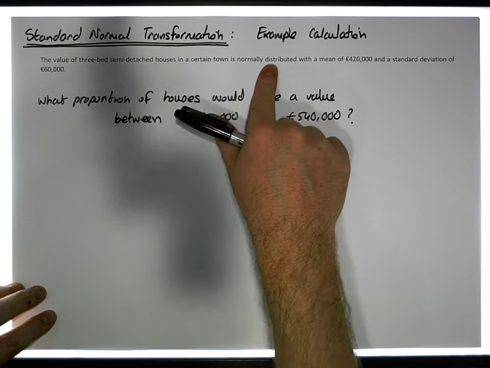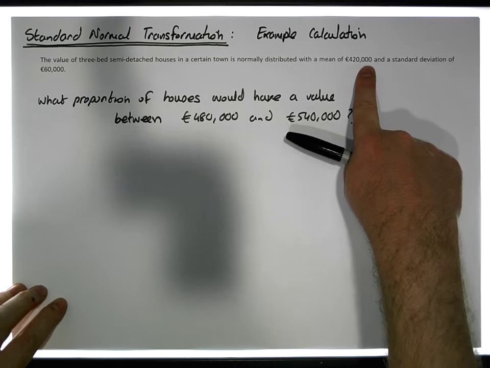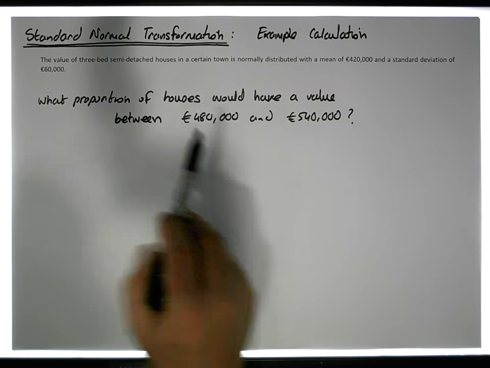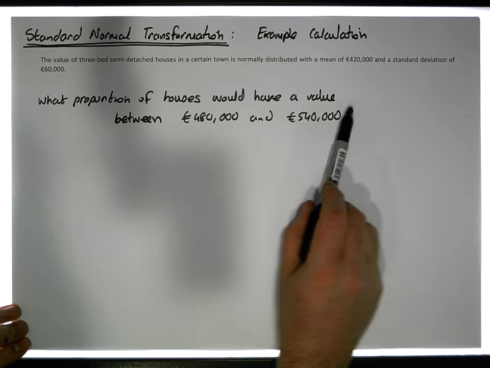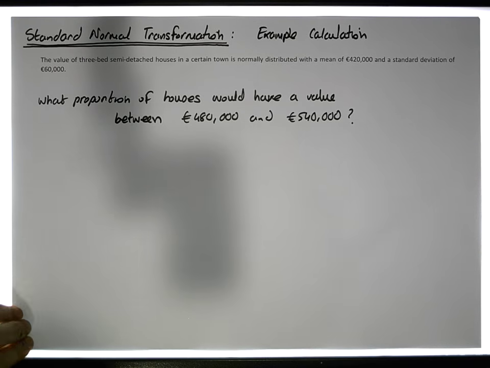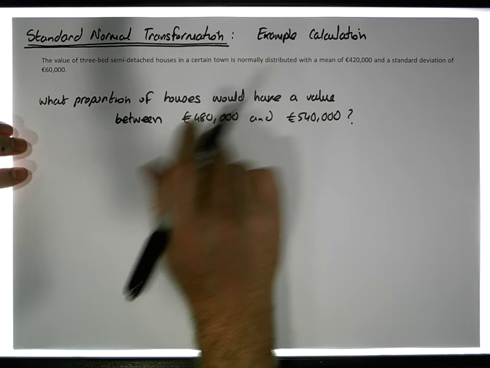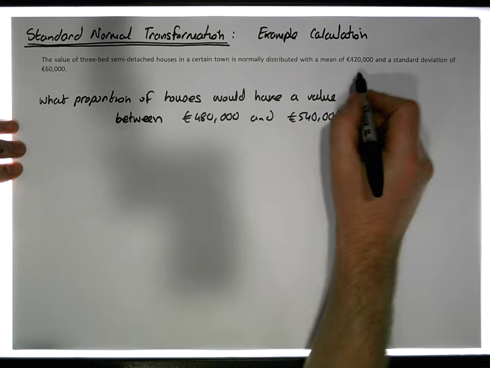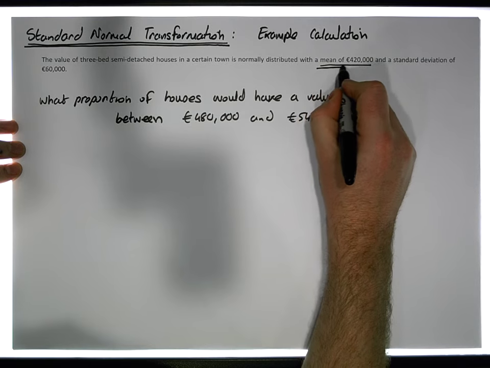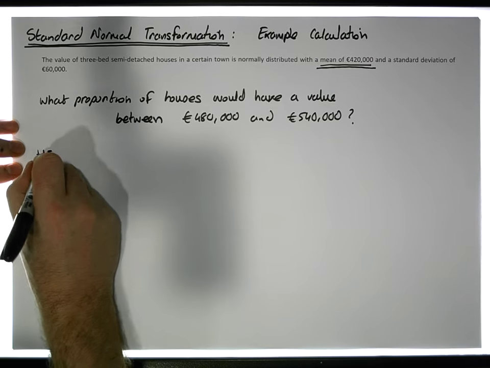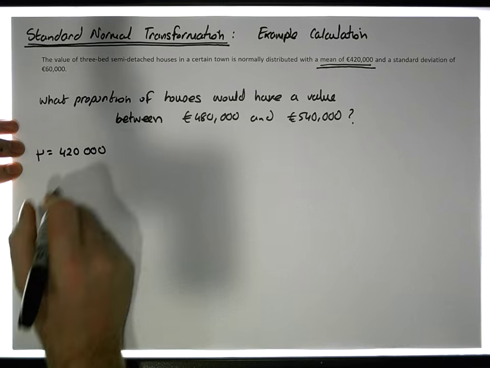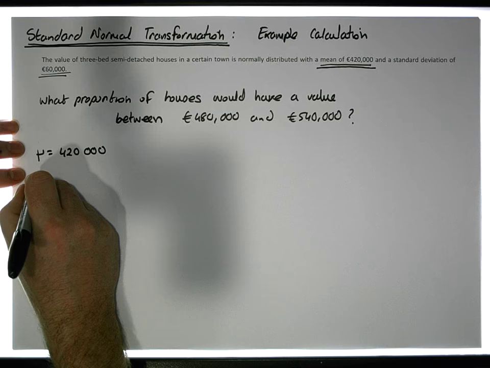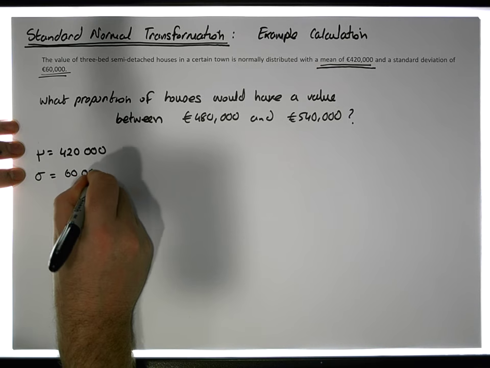Knowing that the house prices are normally distributed, that the average house price is €420,000, and that the standard deviation is €60,000, can we estimate what proportion of houses we'd expect to have a value between 480 and 540,000 euros? The first thing we should always do is identify the population parameters, in particular the population mean and the population standard deviation. The mean is given here, €420,000, so mu is equal to €420,000, and the standard deviation is €60,000, so sigma is equal to 60,000.